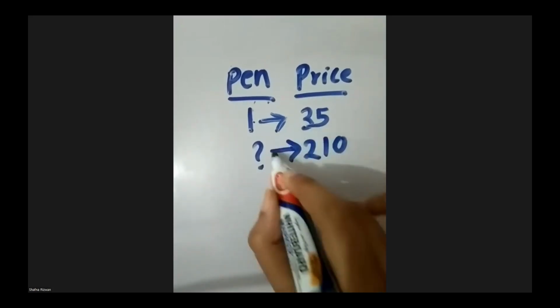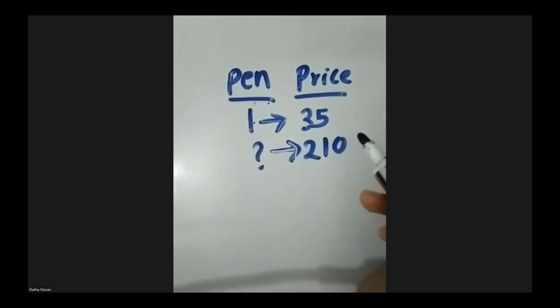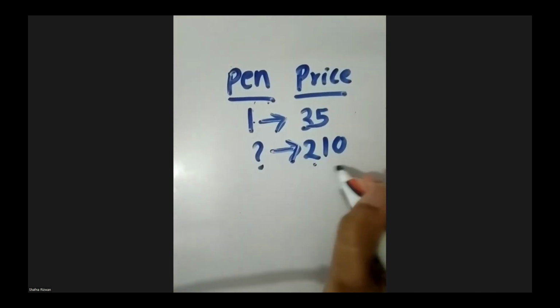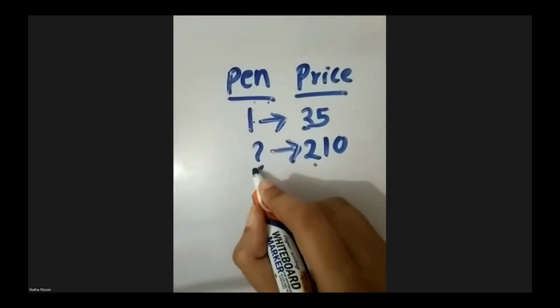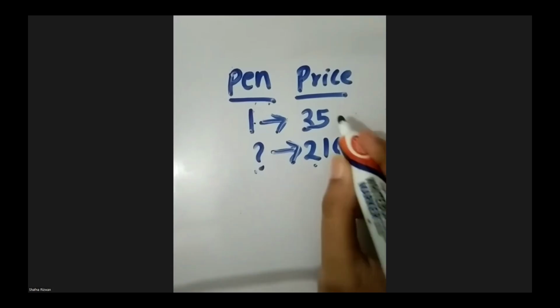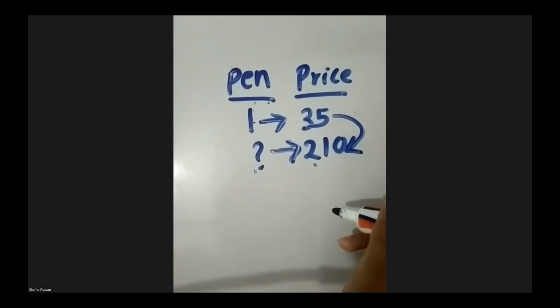And then they have told you that they have bought some number of pens, but we don't know it. But at how many rupees have they bought it? At 210 rupees. Now find how many pens you can buy. How can you do that? Now tell me, from 35 how did it become 210? By what number if you multiply will you get 210 here? How can you find it?